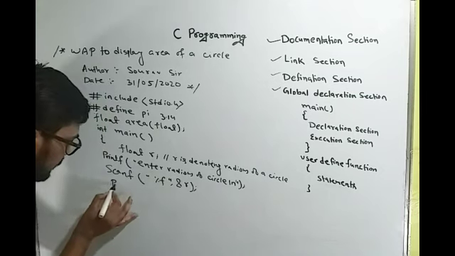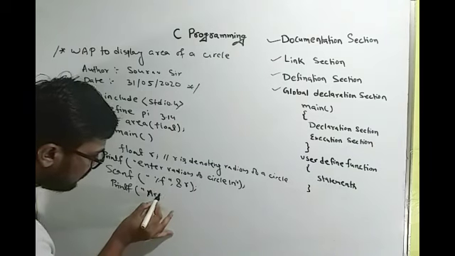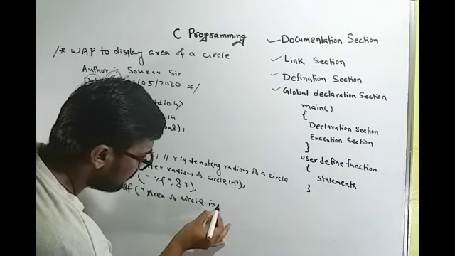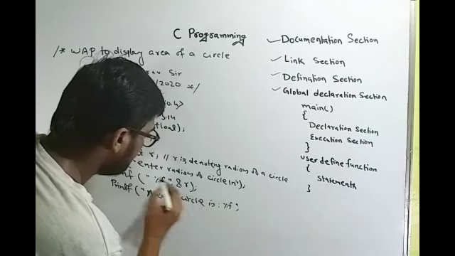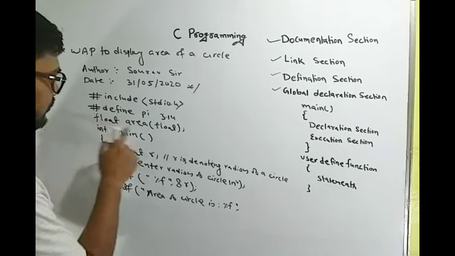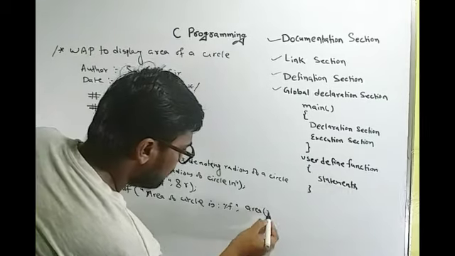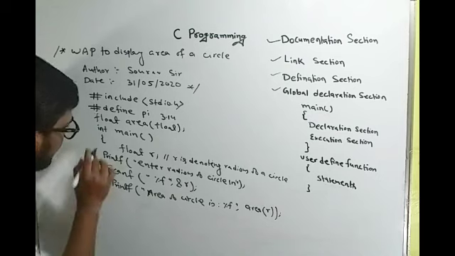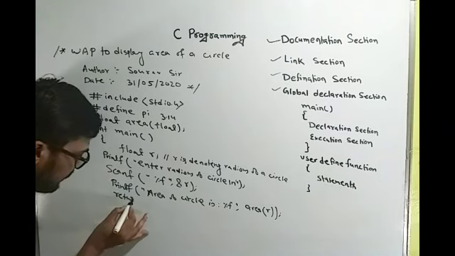And next we display with printf: area of circle is percentage f, comma, generally calling the function. That's why we use area and r. After then, before float we use the int. That's why we return the value of the main function, return 0.